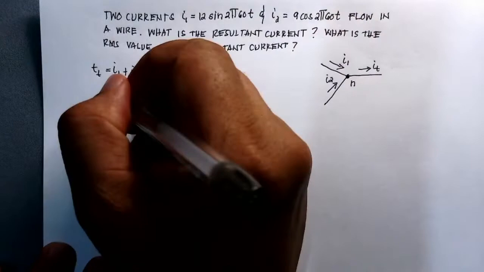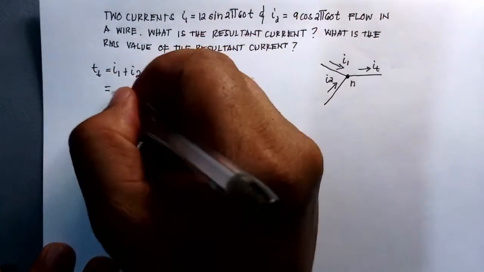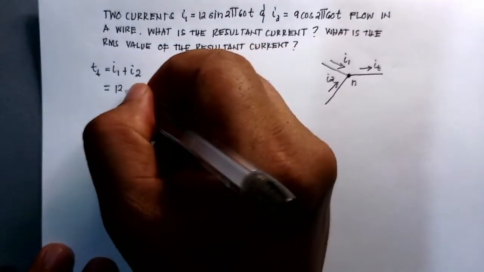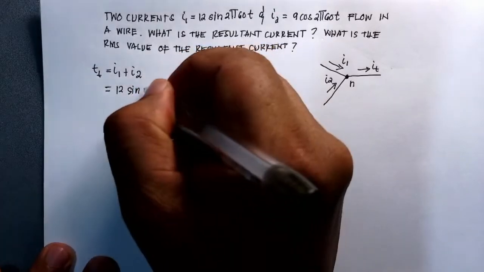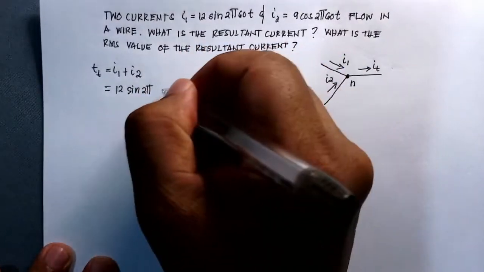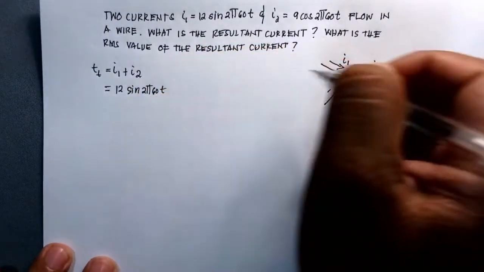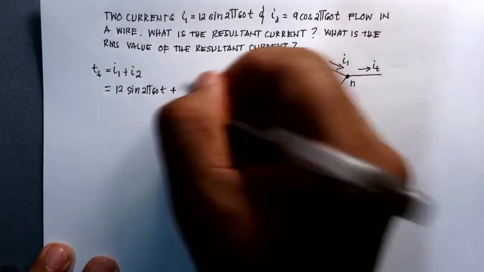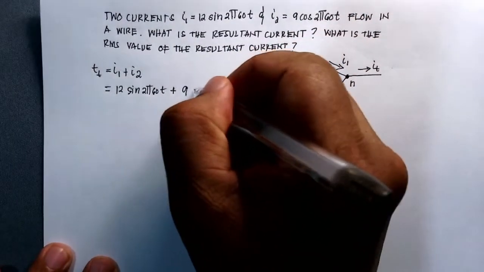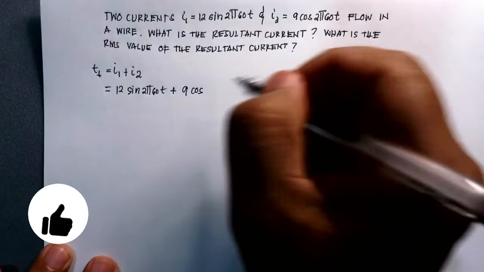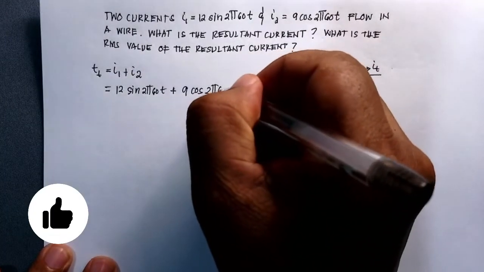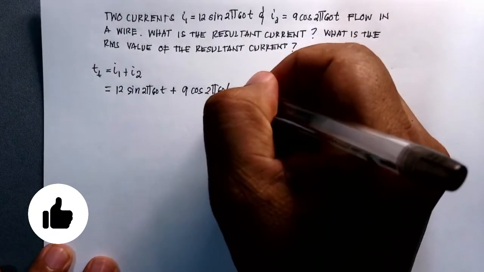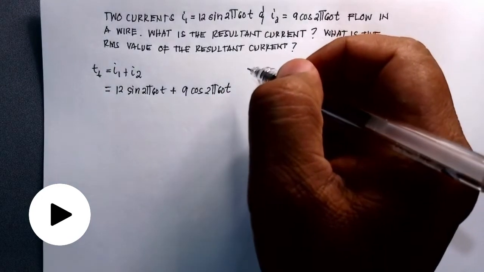Here we are given the values of the currents. I sub 1's value is 12 sine 2 pi 60 t, and this is added to I sub 2, whose value is 9 cosine 2 pi 60 t.